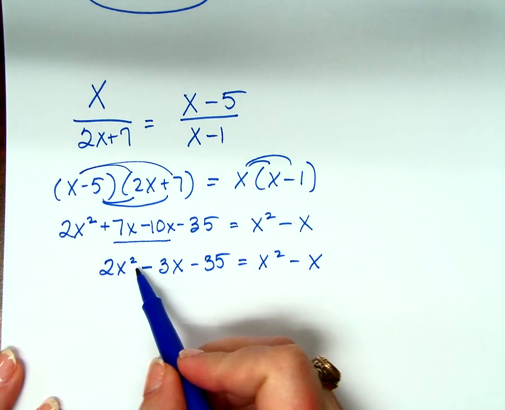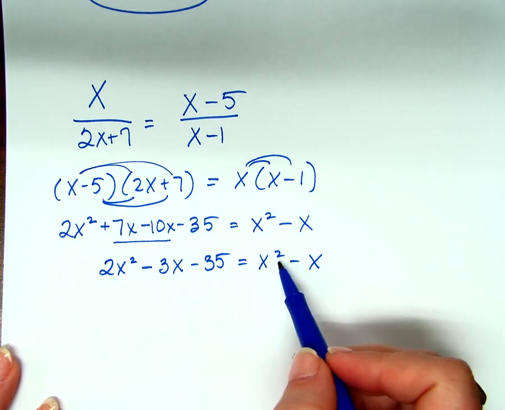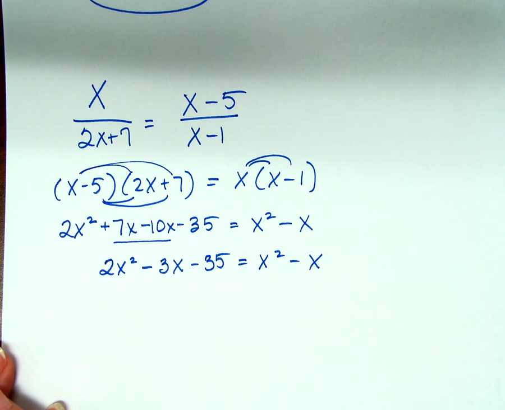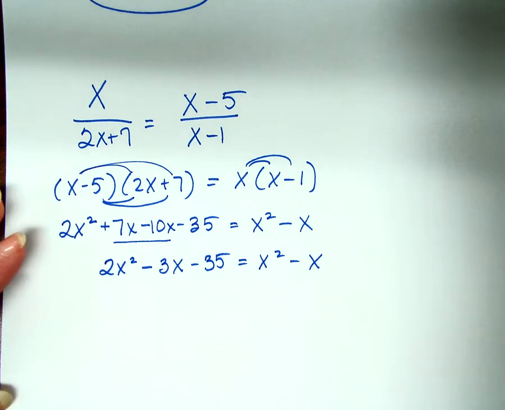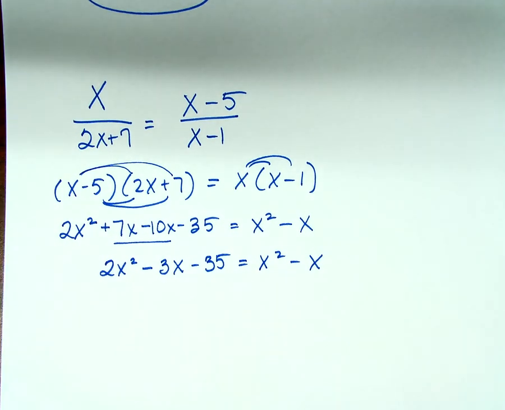What is this? It's a quadratic, isn't it? And typically with quadratics, we want to get them equal to 0. There's times when we don't, but typically we want quadratics equal to 0, don't we? So how am I going to go about getting this quadratic set equal to 0?